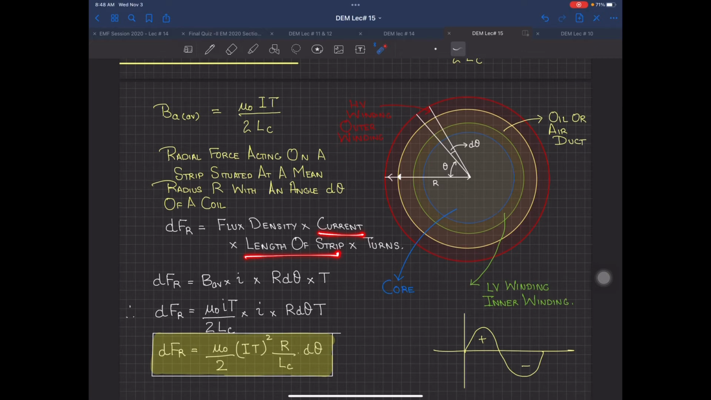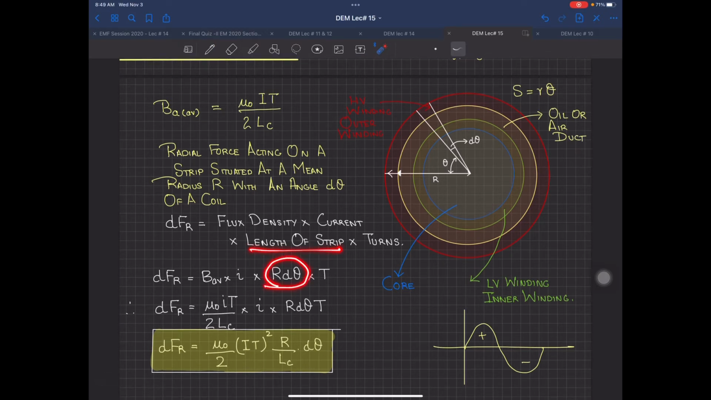What is the length of the strip over there? The length of the strip will be equal to, if you remember, we know from mathematics, S is equal to R theta. What is R? Mean radius. And what is theta? d theta. So over here you can see very carefully the length of the strip has been replaced by R d theta. Flux density, we already know this value from the previous slide. So I have B_av into I into R d theta and I'm multiplying it by T because there are a number of turns over there. जैसे machines के अंदर एक coil के अंदर एक turn है तो उसका force पता चलता है. You multiply it by how many turns you have inside that coil. So you are multiplying it by T to find out the total.